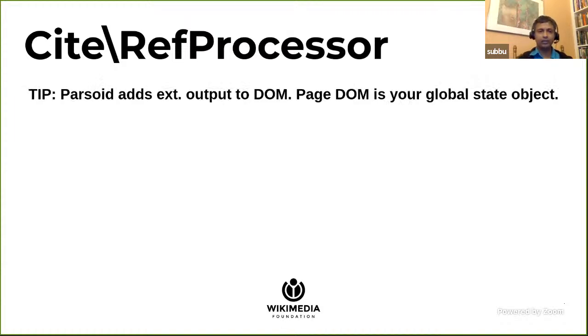So one thing to know is, given that Parsoid adds extension output to the DOM, the page DOM is your global state object. So that's how you maintain global state effectively. You cannot maintain state within your extension, but as long as you return the relevant output in your source to DOM, you can extract that information in your global DOM processor.